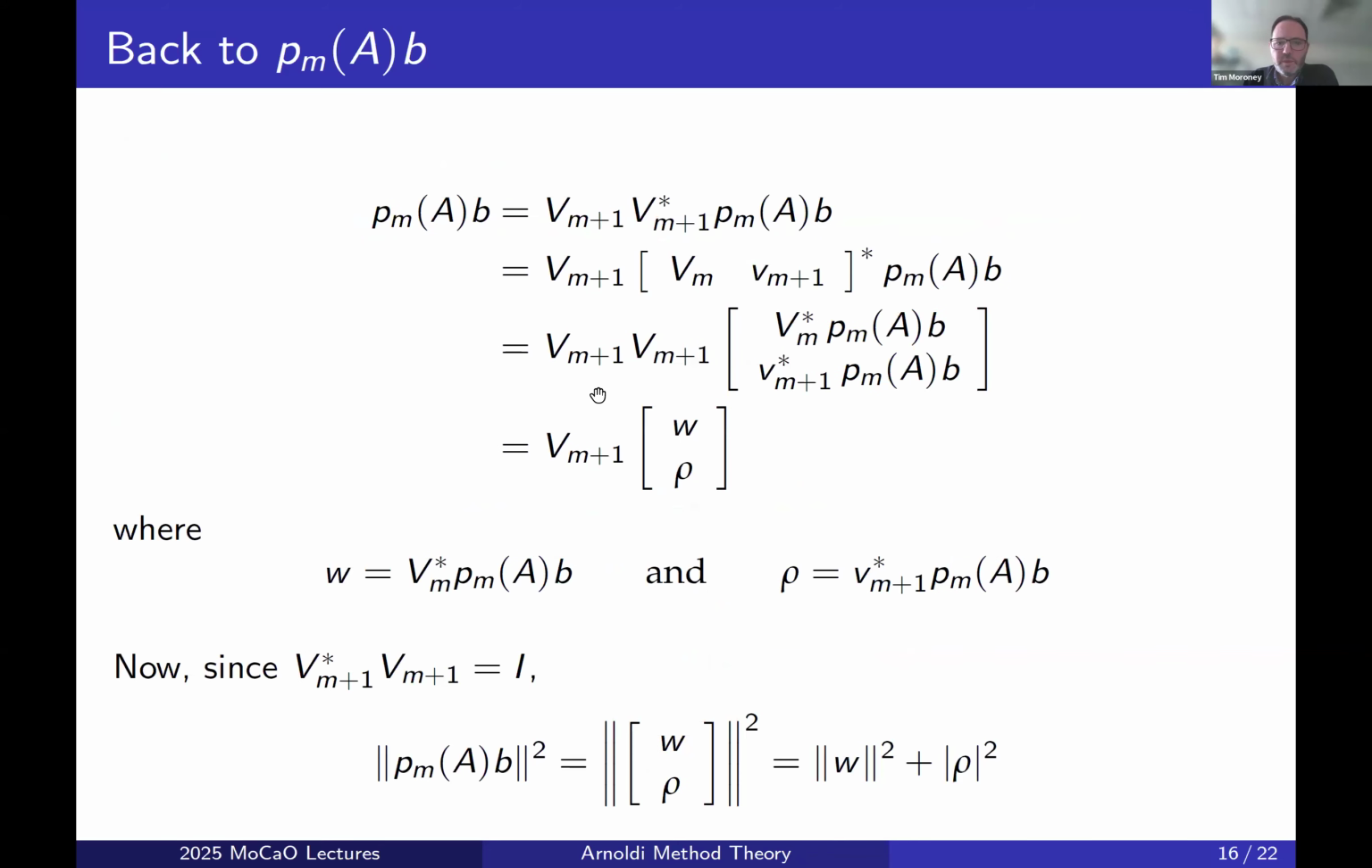Okay, so here's what we have. This is the thing it's going to turn out that Arnoldi wants to minimize, the norm of this Pm of A times B. So now we've got to take each of these components. Here's W, Vm star Pm of A times B, and rho, V m plus 1 transpose, Pm of A times B. And the norm of this vector, given that V m plus 1 star V m plus 1 is I, doesn't alter the norm. So you take the norm of this vector squared, you can forget about the V m plus 1 and you just get the squared component norms. We're going to try to show that this thing gets minimized by the Arnoldi method.